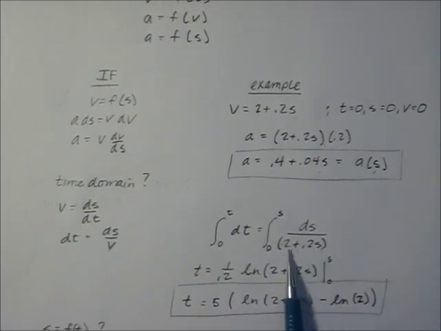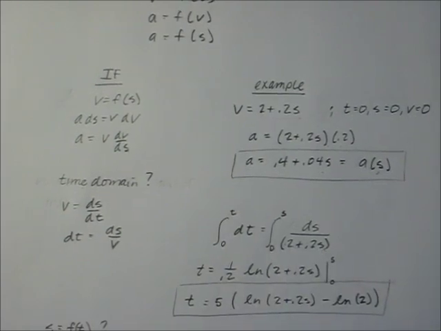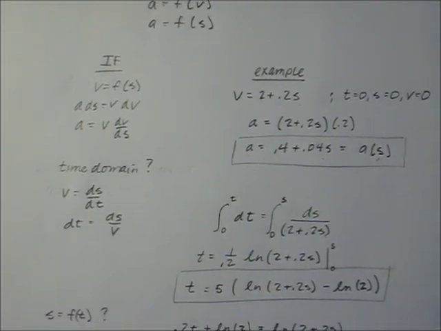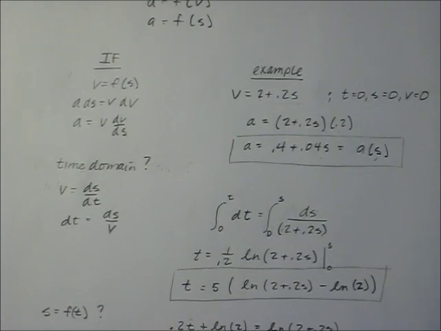And if you look at the form for this one, this is evaluated as, on this side, I got t. On this side, I got 1 over 0.2, the log of 2 plus 0.2s, evaluated from 0 to s. So this right here is this integral evaluated. Now, how do I find some times, or some values?